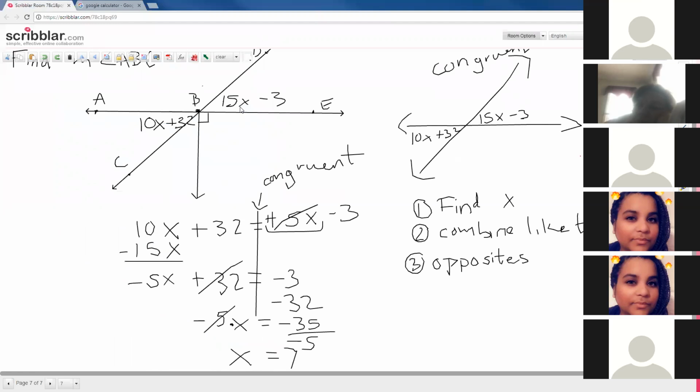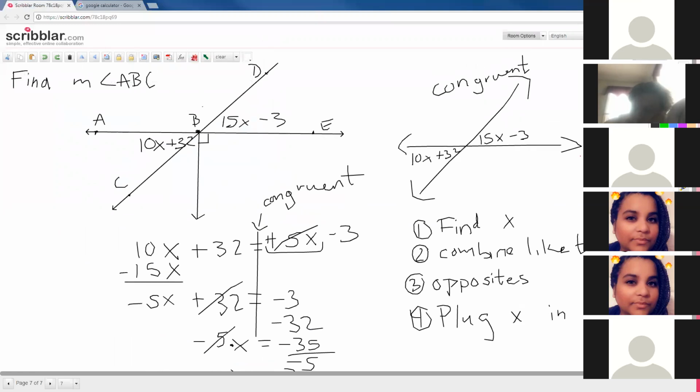Because this asked us to find the measure of ABC, we have an extra step. We need to plug it in to find the measure of ABC. So ABC starts at A, goes to B, ends at C. That's that 10x plus 32 information. We're going to replace x with the number 7. So 10 multiplied by 7 plus the 32.